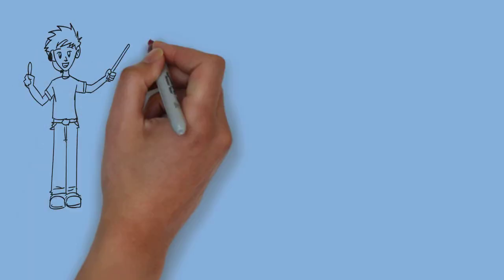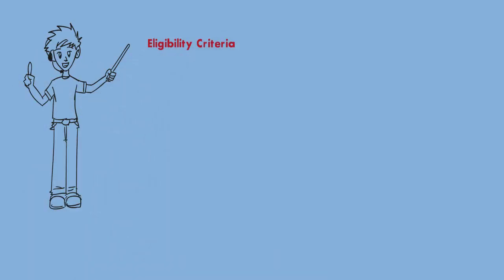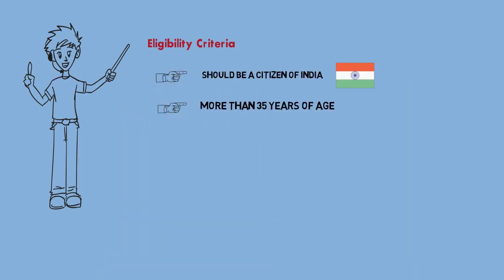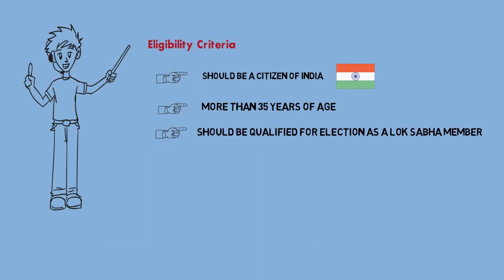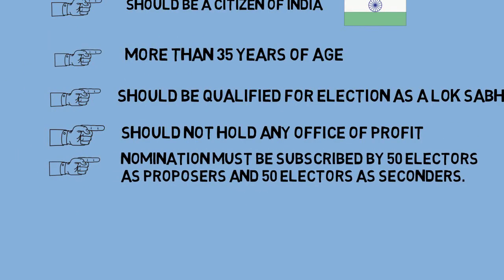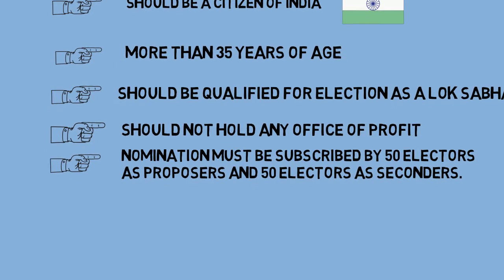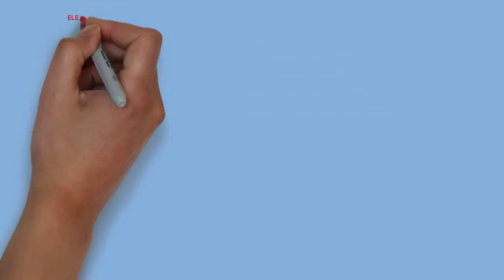To begin with, the Constitution of India has prescribed certain eligibility criteria for a presidential candidate. This includes he should be a citizen of India, he should be more than 35 years of age, should be qualified for election as a Lok Sabha member, should not hold any office of profit, and his nomination must be subscribed by 50 electors, and this proposal should be supported by another 50 electors. Who are these electors? We will come to know in a little while.